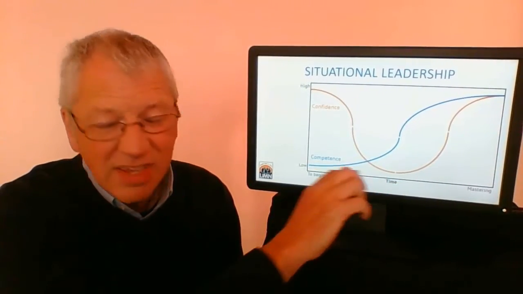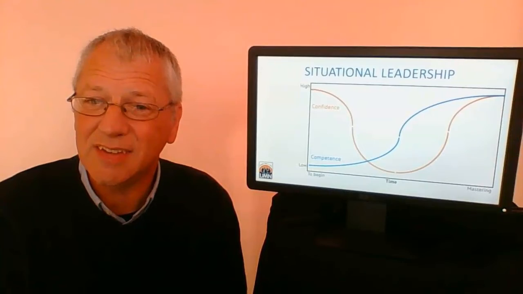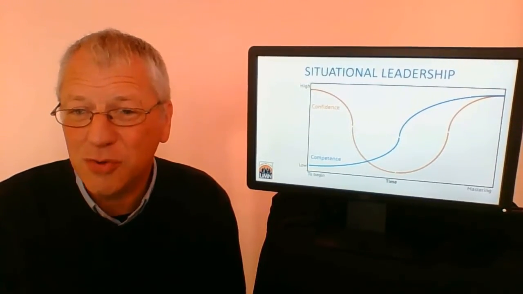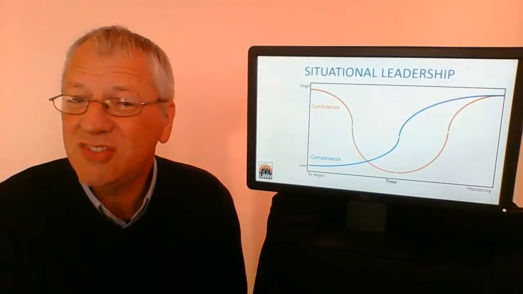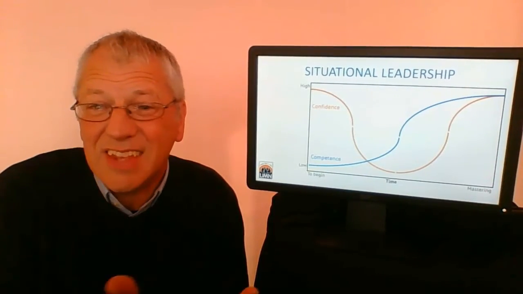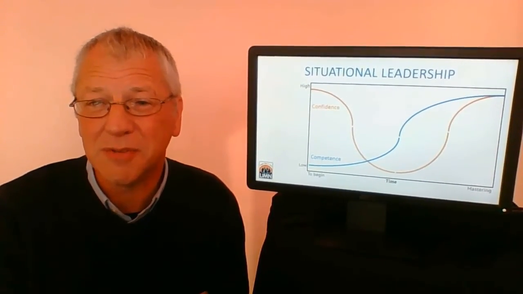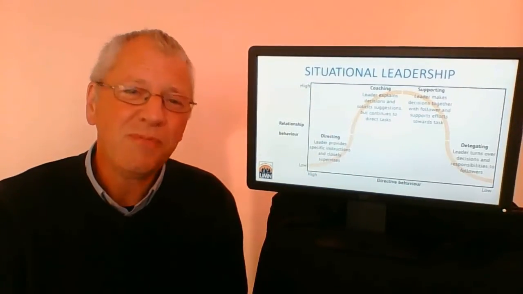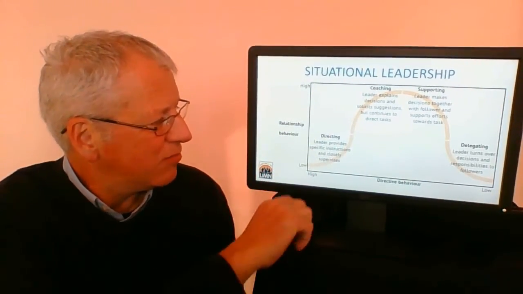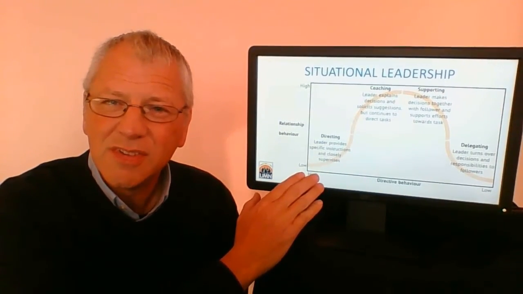Then it moves into a stage where they need support, because actually they are now getting it. They just need the confidence to know that they're getting it. And then finally you move into a stage where you can just delegate the work to them, because yes, they're doing it and they know how to do it, and you as the leader just need to leave them to it. And so we have these 4 different stages of directing, where the leader provides specific instructions and closely supervises.